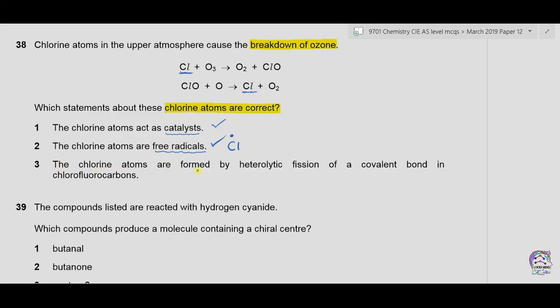Number 3. The chlorine atoms are formed by heterolytic fission of a covalent bond in chlorofluorocarbons. Heterolytic fission is the unequal distribution of electrons whenever a bond is broken. So if chlorine atom is heterolytically broken from carbon, it will have negative charge instead of neutral atom. In this option they have given the chlorine atoms, not the chlorine ions, so therefore this is incorrect. The chlorine atoms are actually formed by the homolytic fission of a covalent bond. So option 1 and 2 are correct, so therefore answer is B.